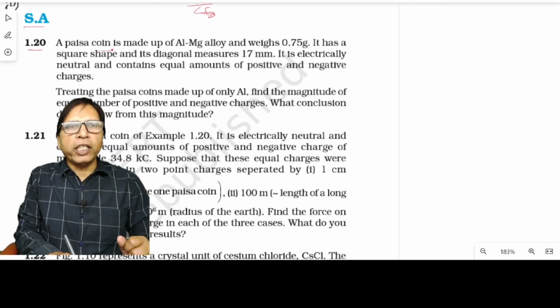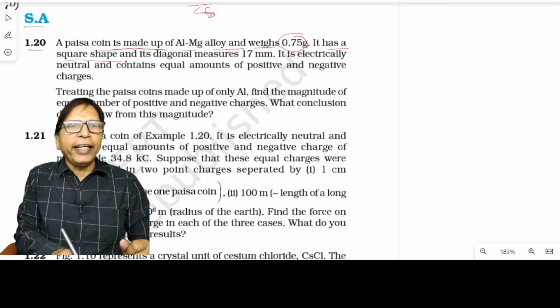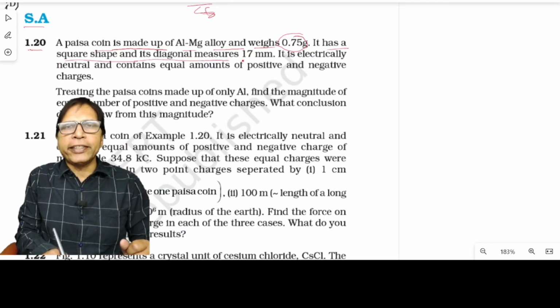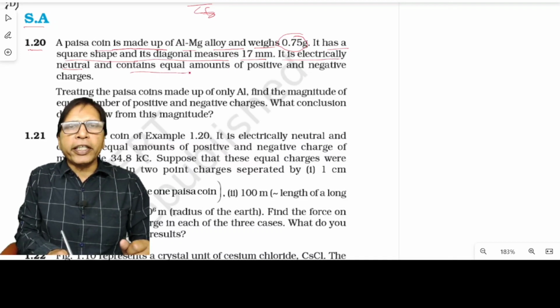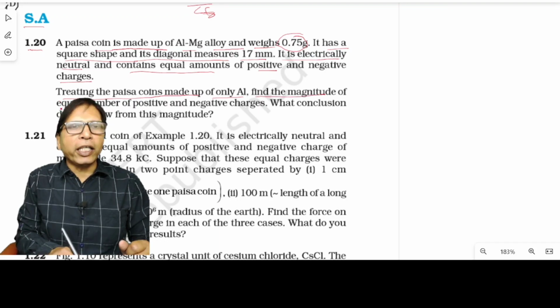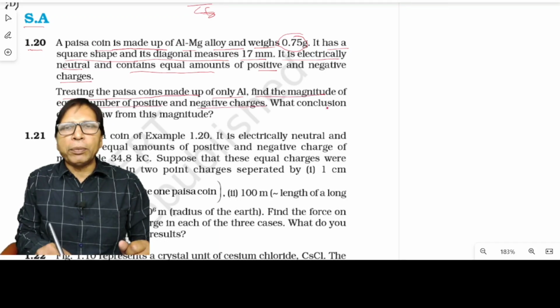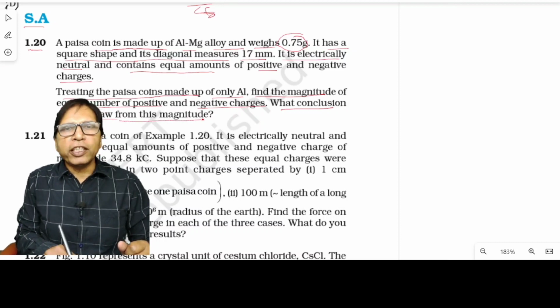1.20. A Paisa coin is made of aluminum and magnesium alloy and weighs 0.75 gram. It has a square shape and its diagonal is 17 millimeter. It is electrically neutral and contains equal amounts of positive and negative charges. Treating the Paisa coin as made up of only aluminum, find the magnitude of equal number of positive and negative charges. What conclusion do you draw from this magnitude?